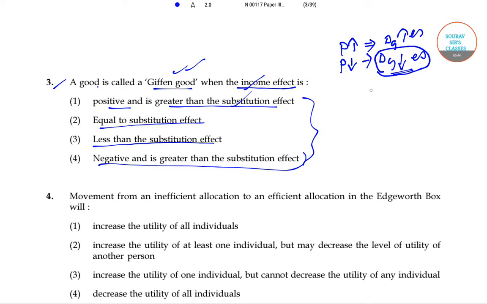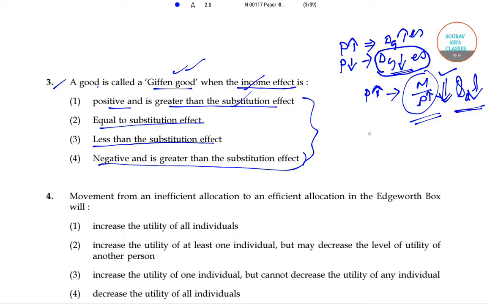Income effect is what? When the price of any commodity increases, we know the real income is M by P, that is, the money income divided by P. So when the price of any commodity increases, the real income falls. When real income falls, we know the quantity demanded also falls. For a Giffen good, when the price increases, the real income falls, so the demand for that commodity increases. This is known as income effect.